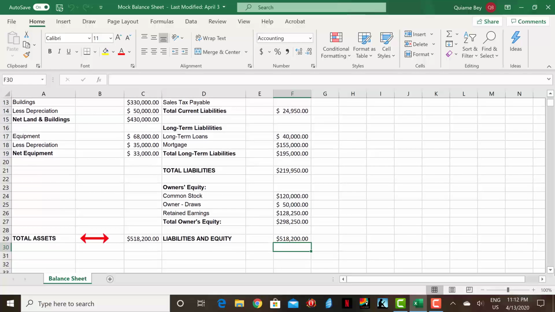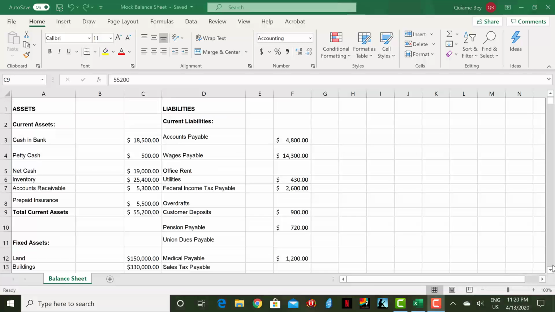If we look at the total assets, we received a numerical figure of $518,200. And if we look at the total liabilities and owner's equity, we received the exact figure of $518,200. This may be accurate, however, we will be diligent and do the necessary calculations to see if it is so. You must always check and double check to make sure the account is balanced.